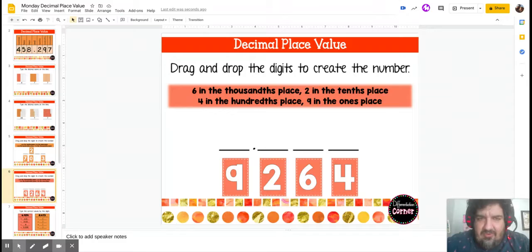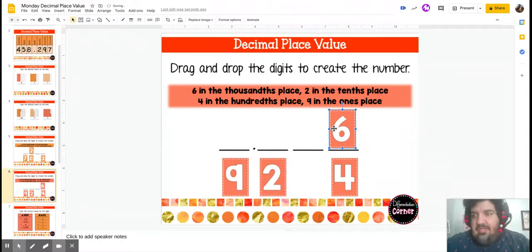This is drag and drop. Okay, 6 in the thousandths place. Thousandths is 1, 2, 3 to the right. 1, 2, 3. So I'm going to drop my 6 up here. And boom, there you go. Good job, guys. So we're rocking this out.